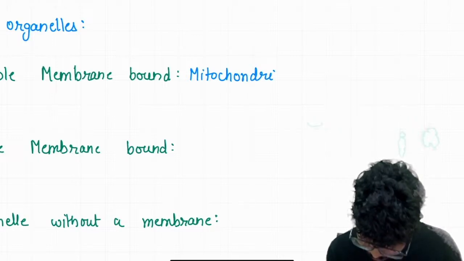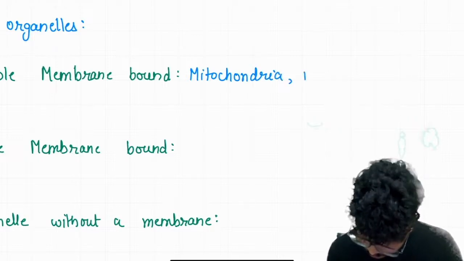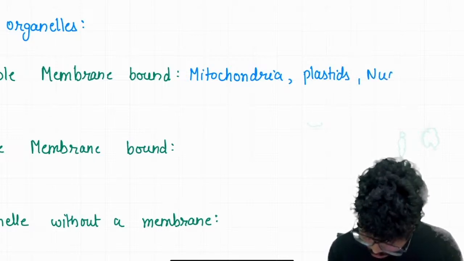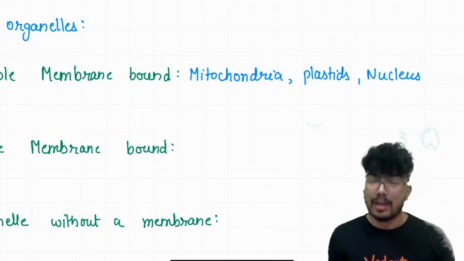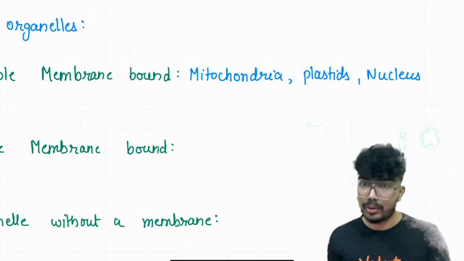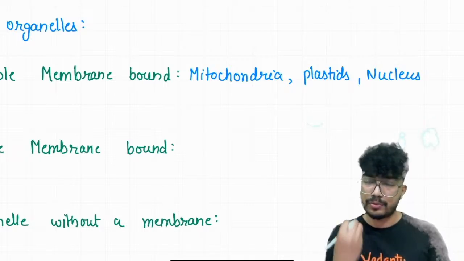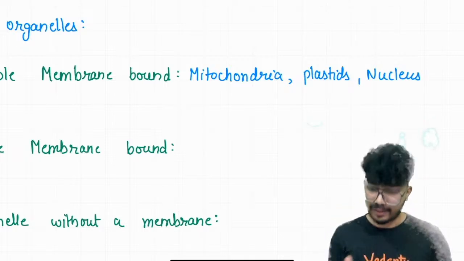Mitochondria, plastids, nucleus. Single membrane: ER, Golgi body, glyoxysomes, lysosomes, vacuole, spherosomes, etc.